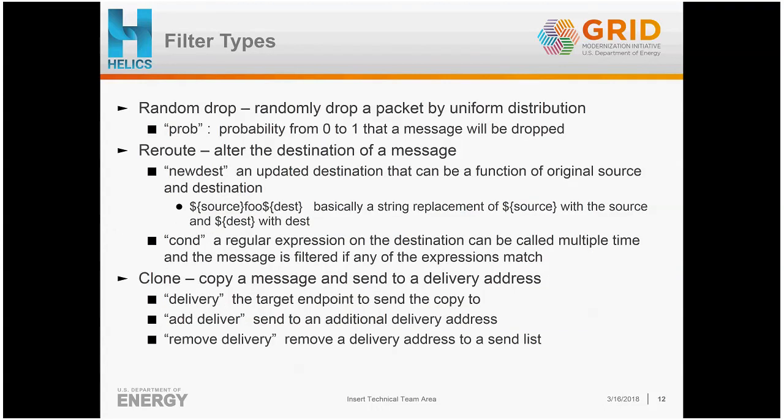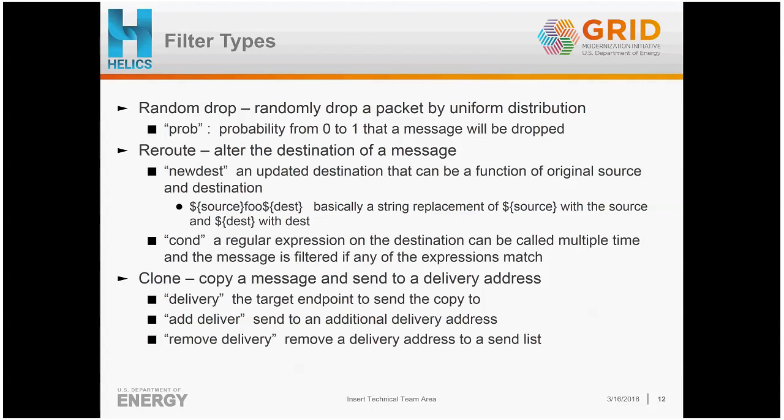Other filter types include a random drop filter, which will basically drop a message and not forward it on. You can specify a probability from 0 to 1 that the message will be dropped, and this is modeled as a uniform distribution. The reroute filter allows the alteration of a destination of a message.